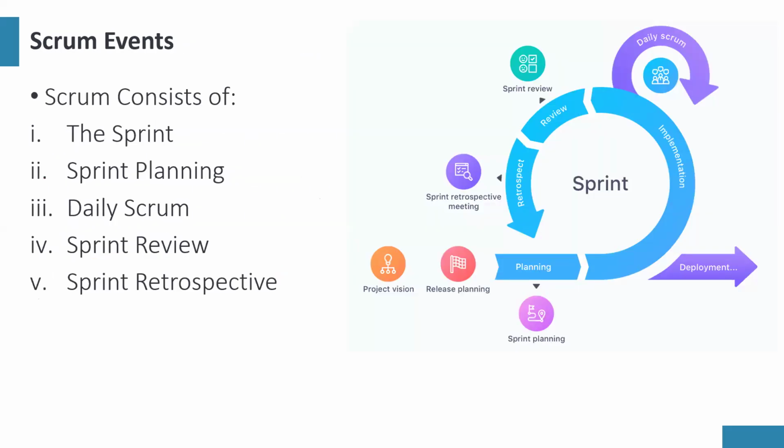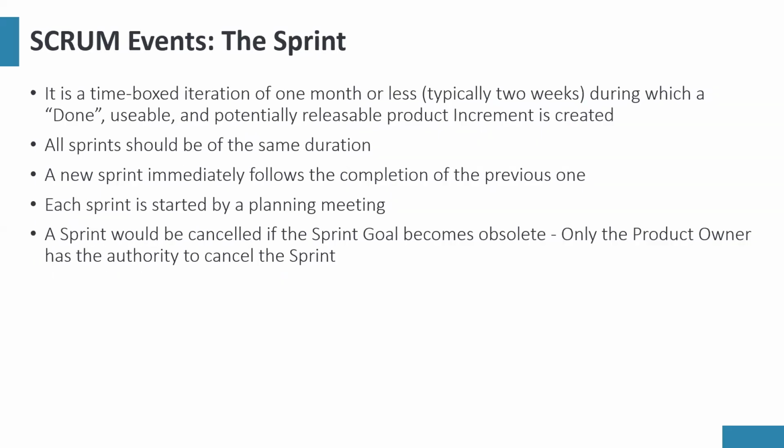So let's move on. Let's talk about the Scrum events: the sprint planning meeting, the daily Scrum, the sprint review, the sprint retrospective. So the sprint is a time-boxed iteration of 1 month or less. It could be 1 month or less, typically 2 weeks. Now, a sprint is the time you've fixed to accomplish some series of work. And in Scrum, 2 weeks is usually the most common timeline.